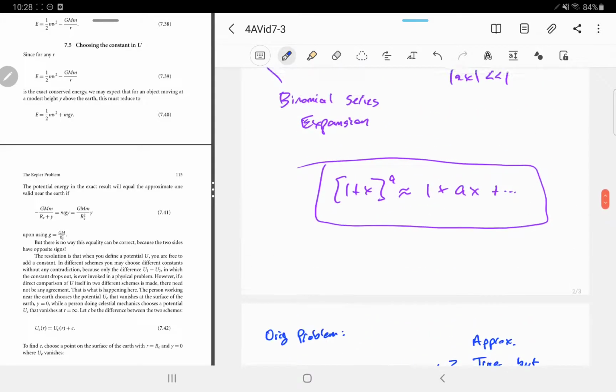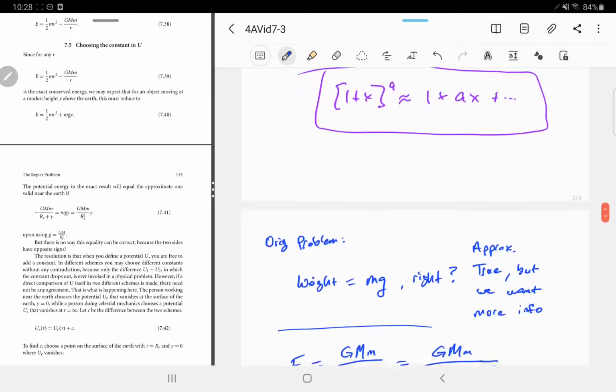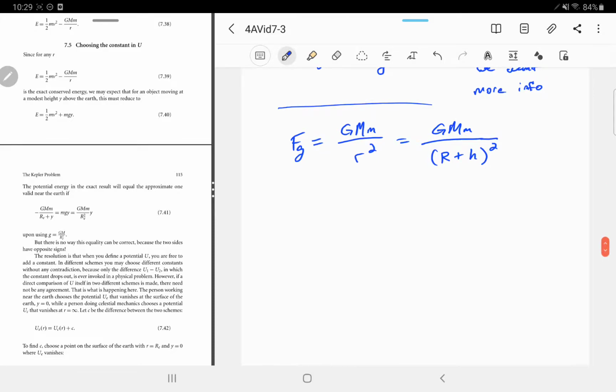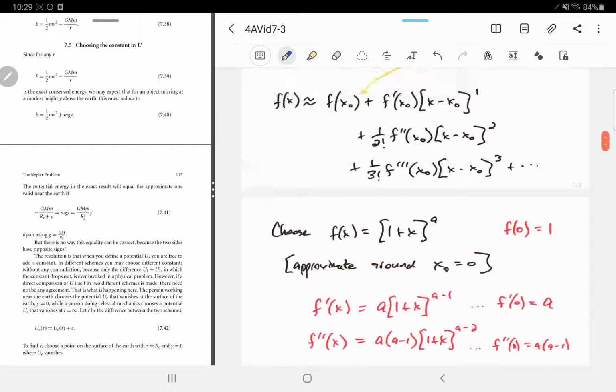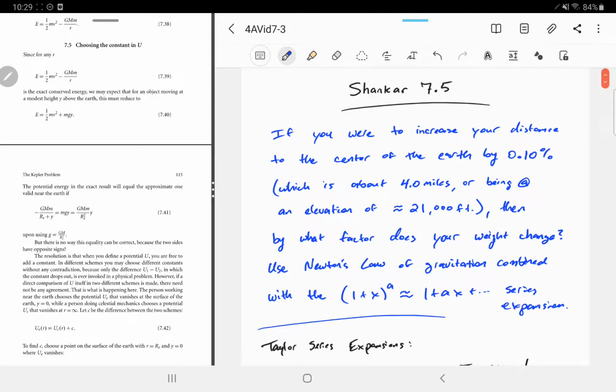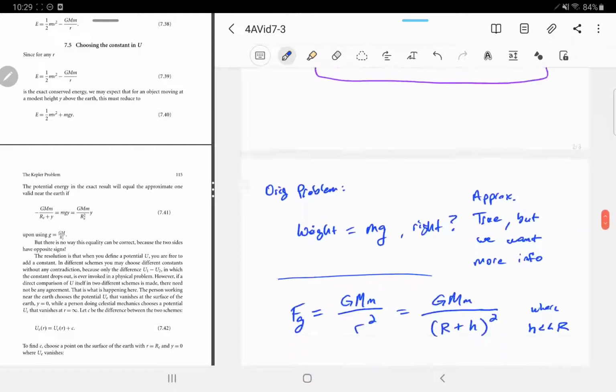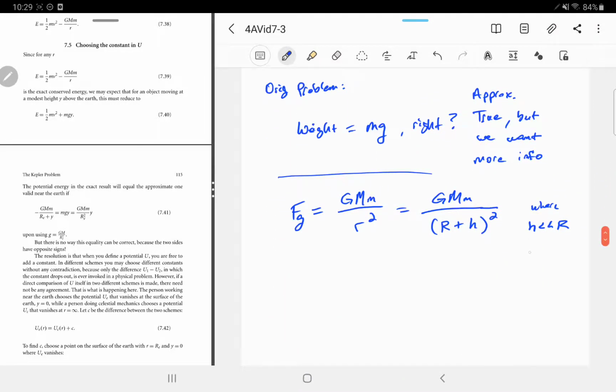Now this doesn't at all look like our binomial series expansion, right? But it actually is, and let me show you how this arises. We're going to look at this in the limit where h is much, much less than r. We're going to an elevation here of 4 miles, so we're going to increase our distance to the center of the Earth to a height that's 4 miles up, which is much less than the radius of the Earth. The x in our series expansion is going to wind up being h over r. So in other words, h over r is much, much less than 1.